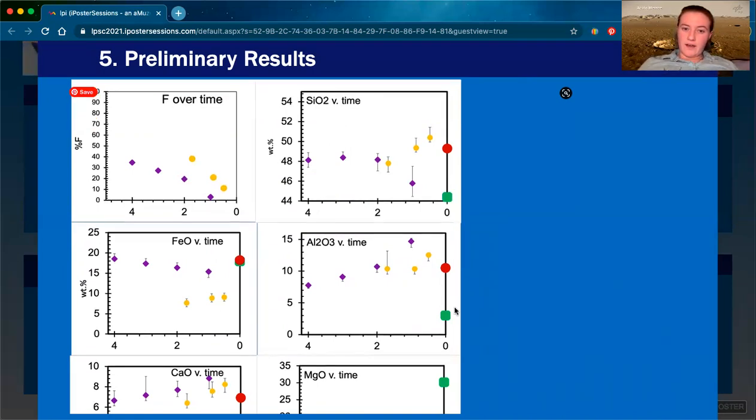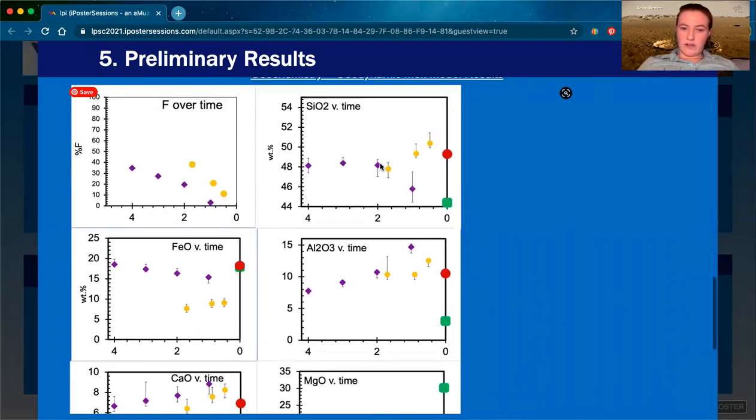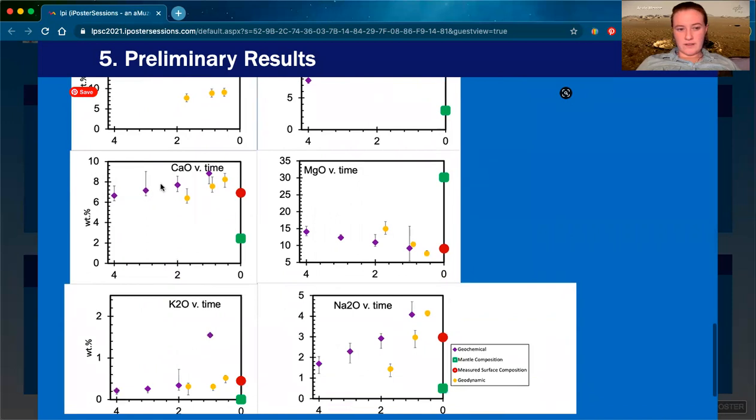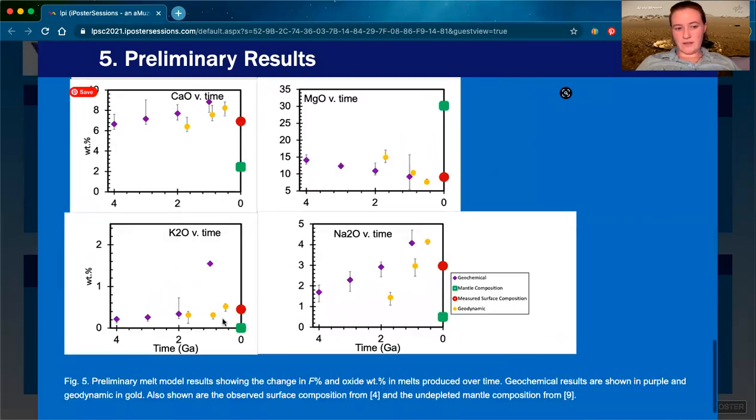And then this is showing how different oxides have changed over time. So we can see that there is less silica in the melt. We can see that the iron has decreased a little bit. We can see that the aluminum has increased. We can see that the calcium has increased. The magnesium has decreased. The potassium has increased, both the geochemistry and the geophysics. And the sodium has increased.